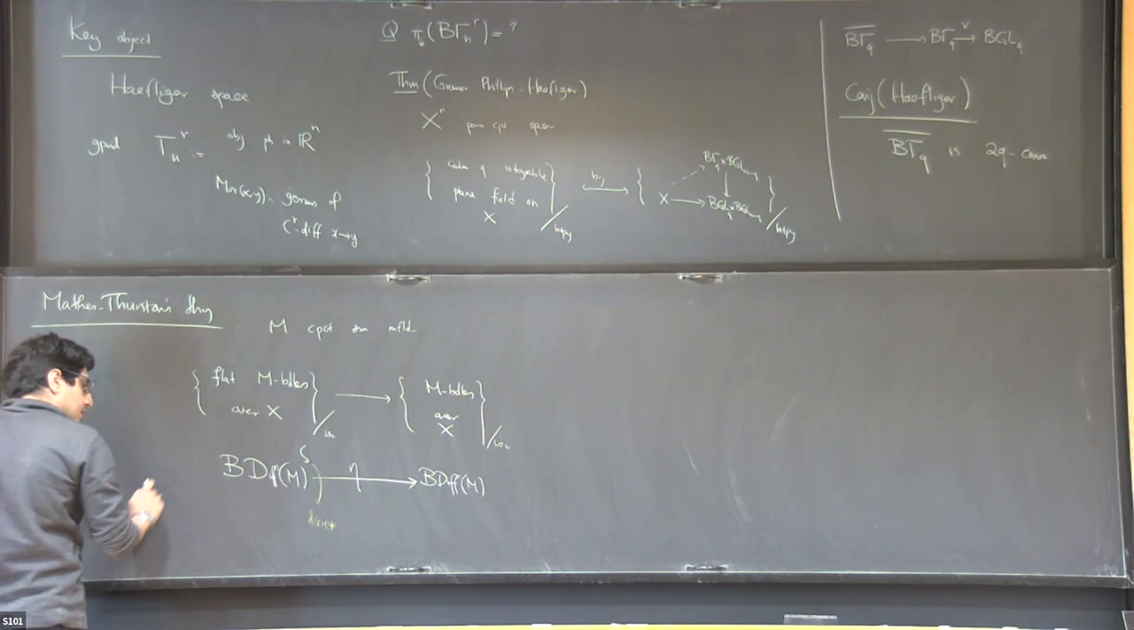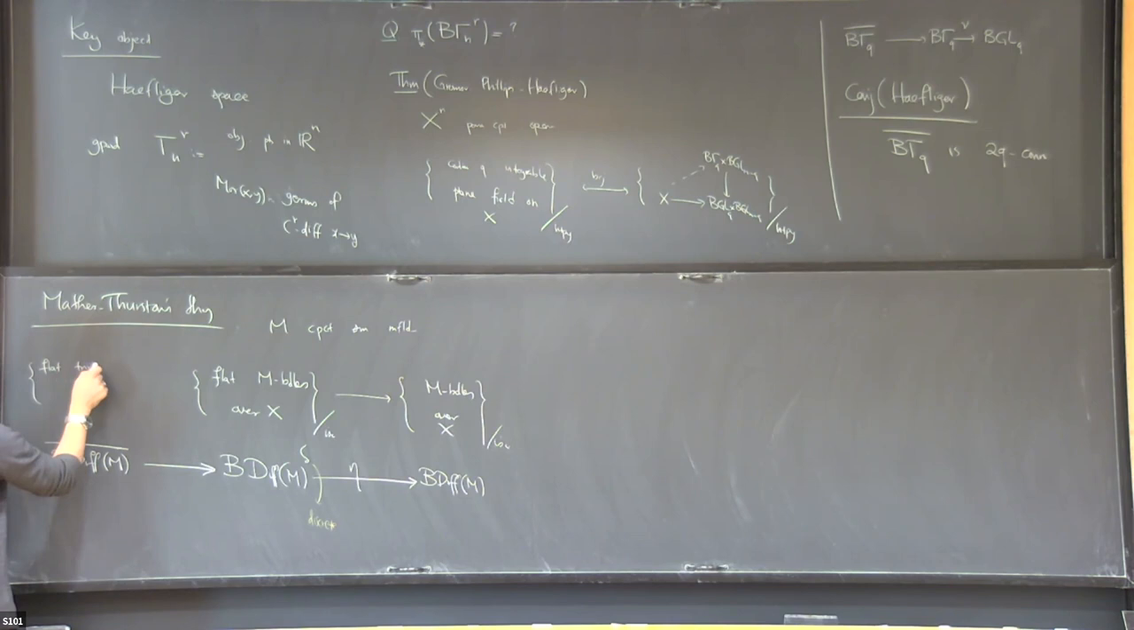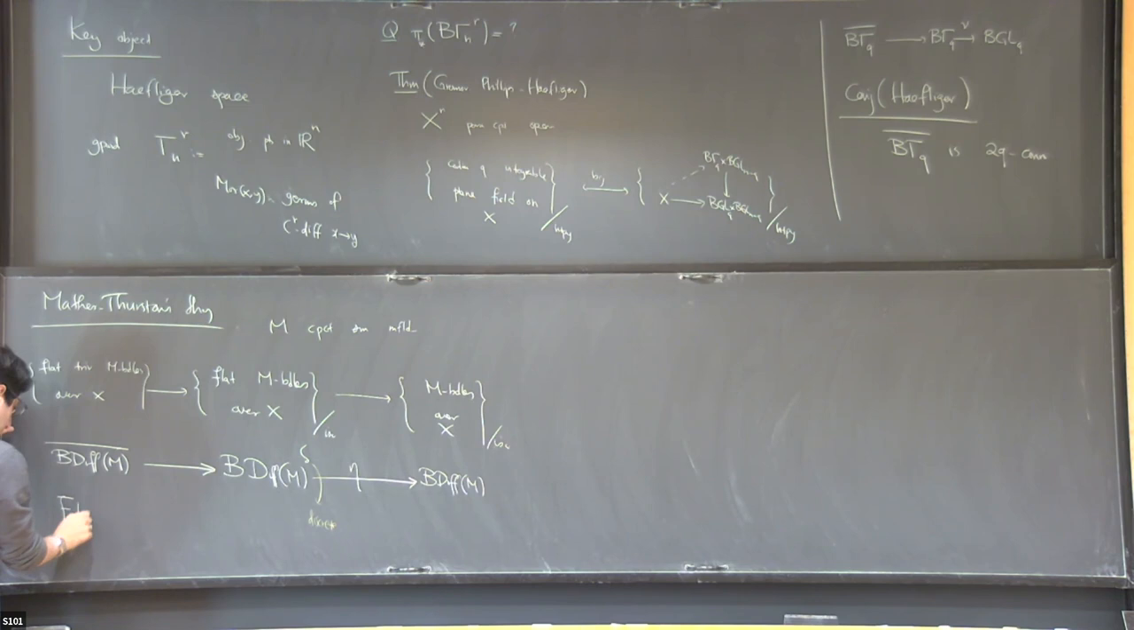And Thurston realized an interesting fact about the homotopy fiber of this map. So let me call the homotopy fiber of this map B diff bar, and this also classifies some geometric object. This is flat trivialized M bundles. Okay, so I'm going to give this object another name and go back and forth. I'm going to call this the functor foliated M. And if I consider compactly supported diffeomorphisms, I denote this by compactly supported and so on.